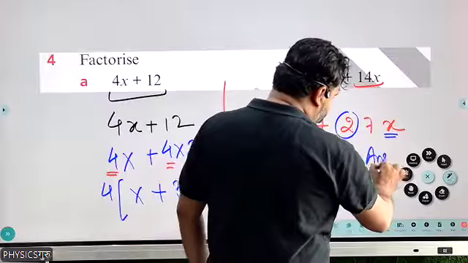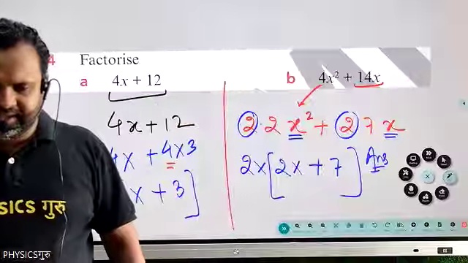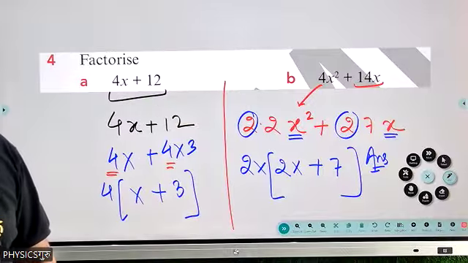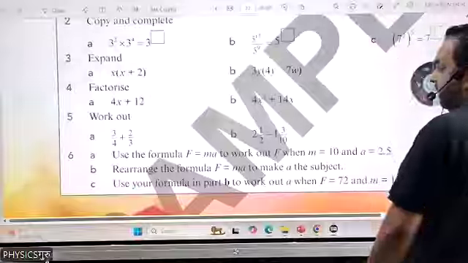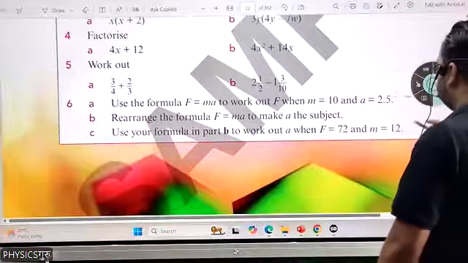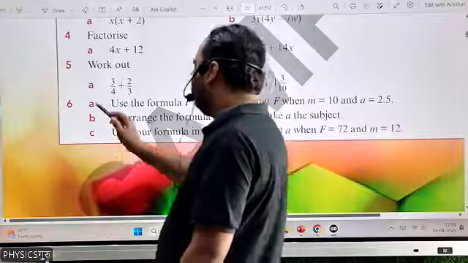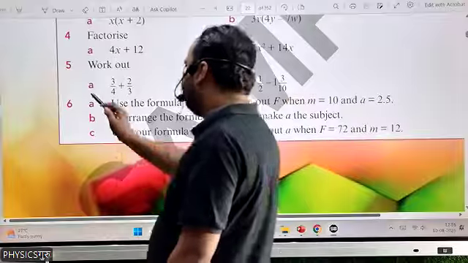This is how we do factorization. It's easy, it's not tough at all. Simply break them and just take the common, you will get the answer. Now next one. Question number 5. Work out.